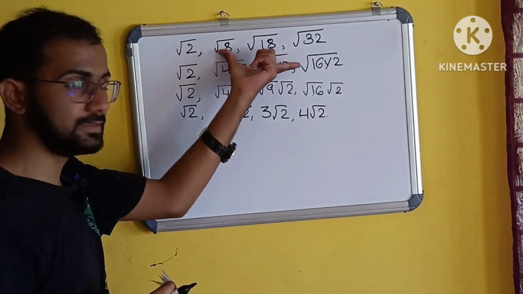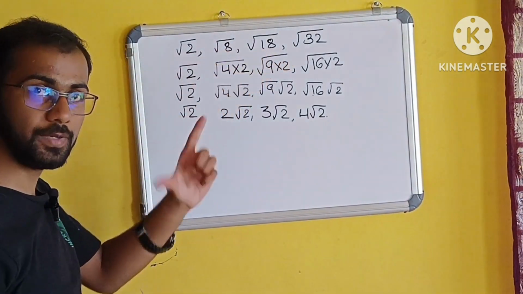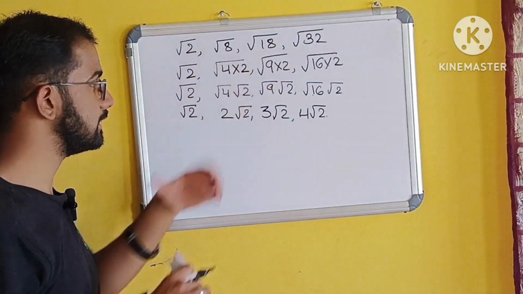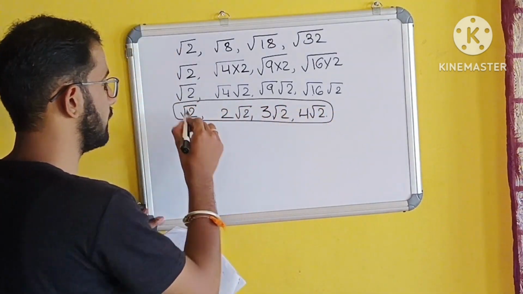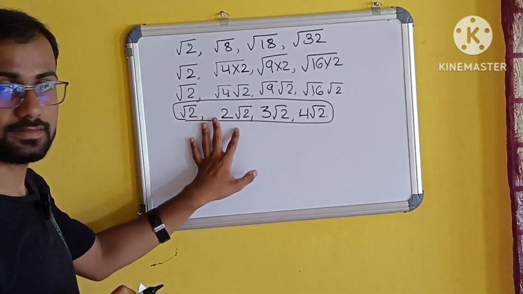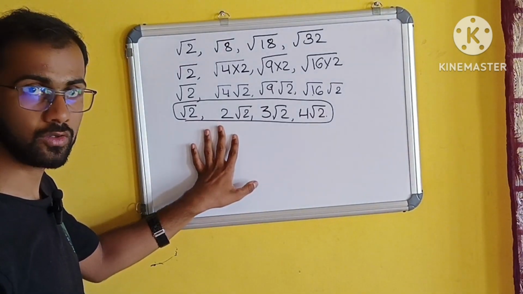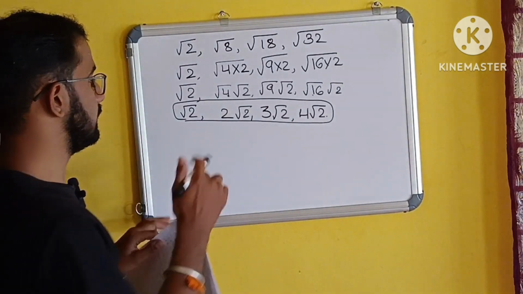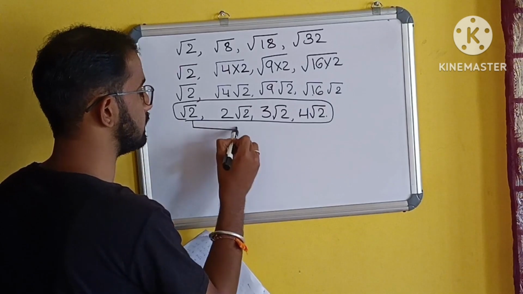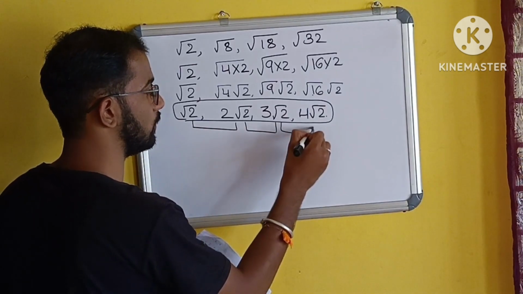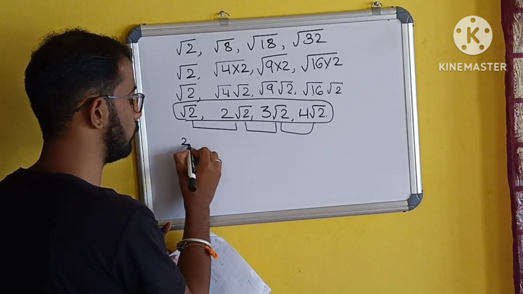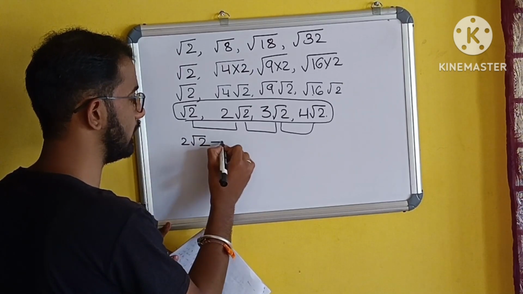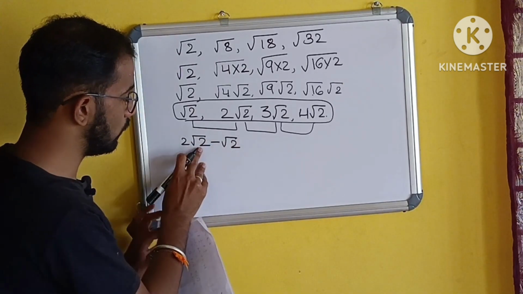So from this sequence, we have simplified the sequence as this. Now check whether the given sequence is in arithmetic progression or not. See, the common difference is... if you take root 2, 2 root 2 minus root 2.